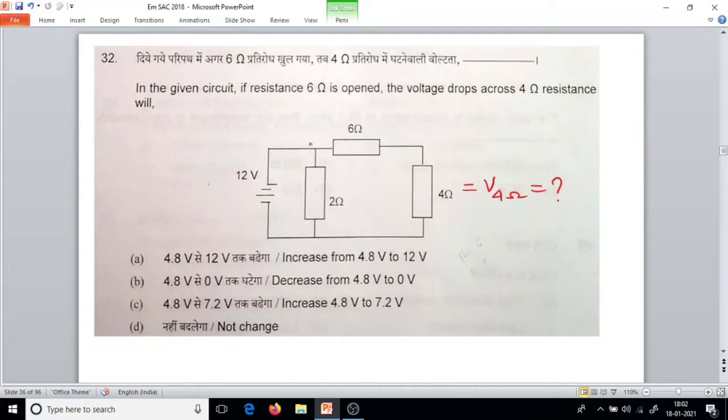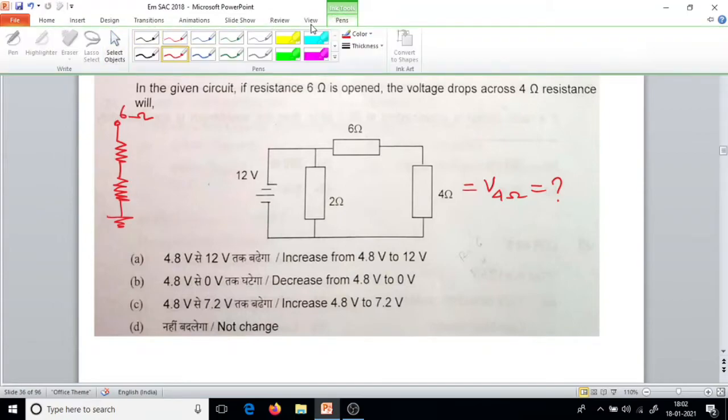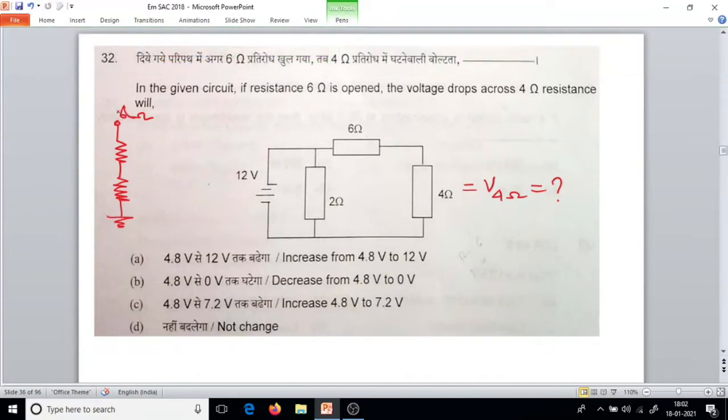Now, this is like a voltage divider. We can draw it as a voltage divider. This 12 volt is connected here. This is the 6 ohm resistor, and this circuit is like a reference point because the battery negative is connected here. So this is 6 ohm, this is 4 ohm.